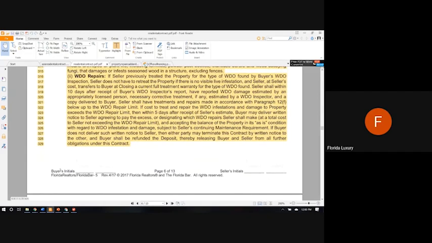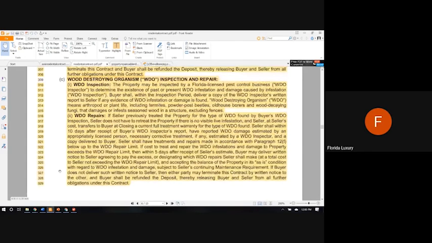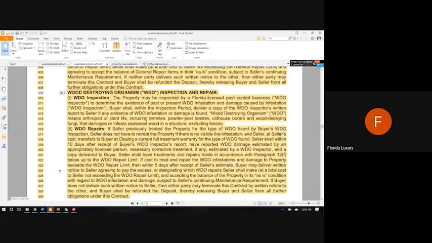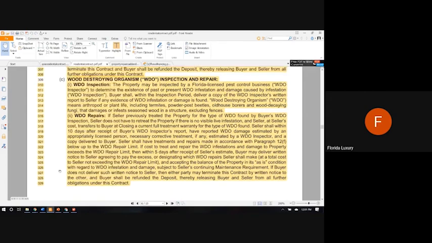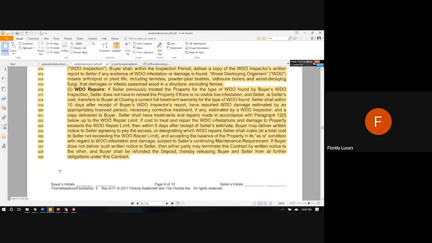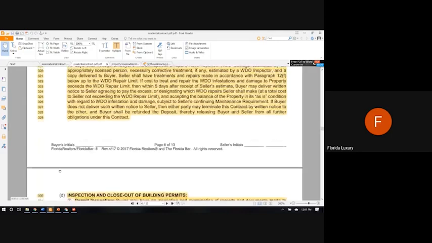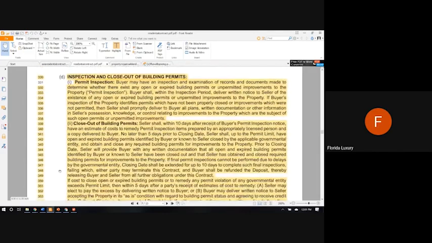I'm sorry, I keep seeing WDO. What is that? It's wood destroying organisms. So that's fungus, termites, wood rot, those kinds of things. That's a WDO. Typically we think of it as termites, but it's actually any wood destroying organism. Ants, yeah.